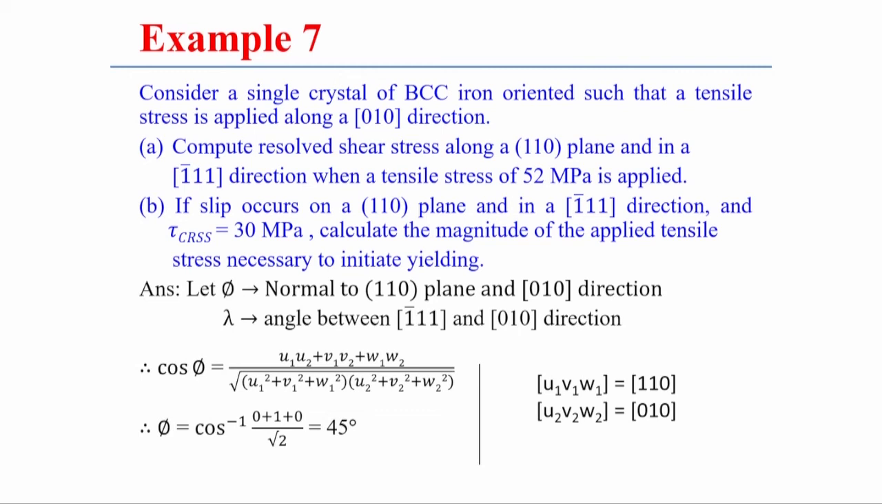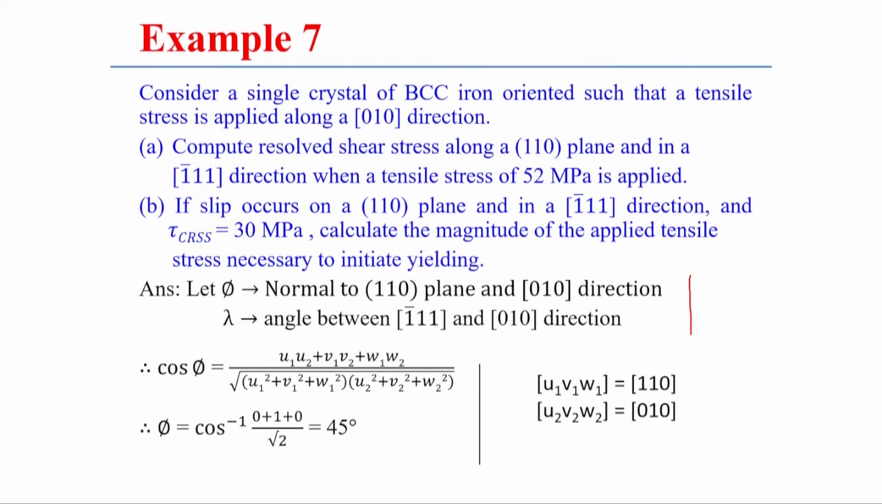And the second problem: if slip occurs on that plane and in that direction, and the critical resolved shear stress is defined, then calculate the magnitude of the applied stress necessary to initiate yielding. That applied tensile stress should be different from the resolved shear stress. Let us look into the first problem and how we can solve it. First we define the normal to the 1-1-0 plane and the 0-1-0 direction.